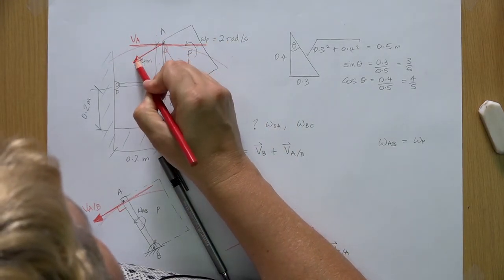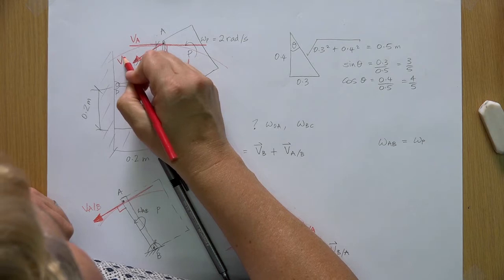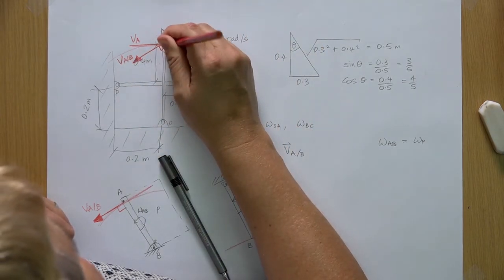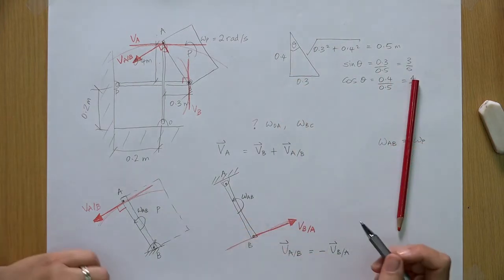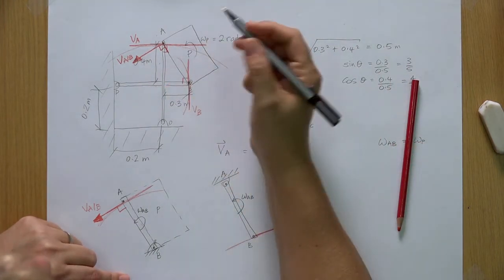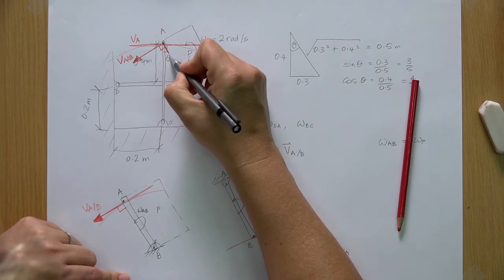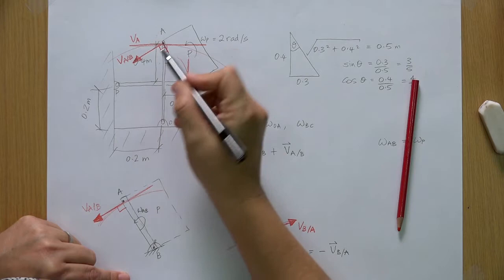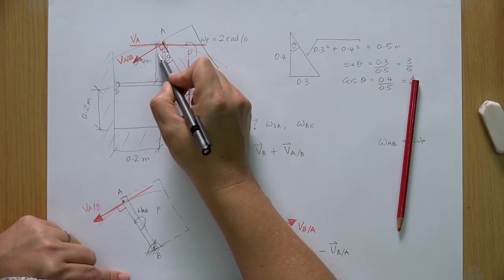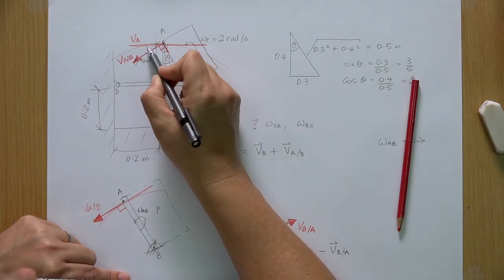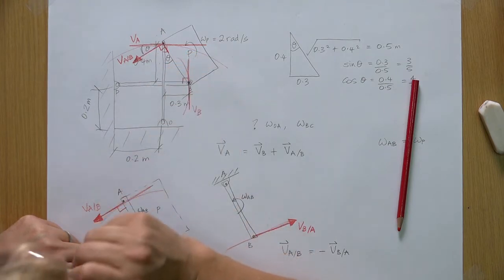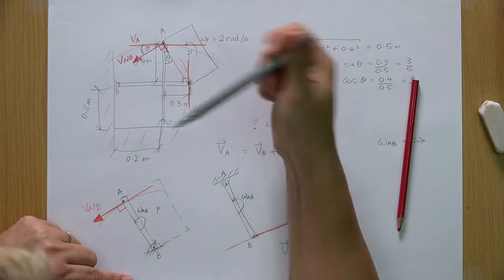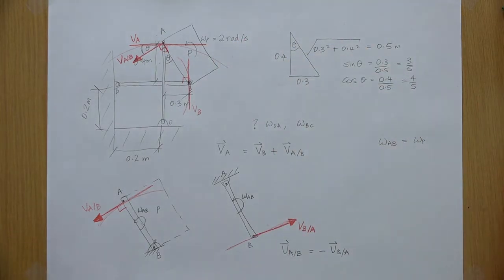That is going to be in this direction, and it's going to be perpendicular to the link AB. Now, when I want to draw this onto my velocity diagram, I want an angle. I've already defined this angle as theta. This angle here is 90 minus theta, so this angle here must be theta. V of A relative to B is at an angle theta below the horizontal.